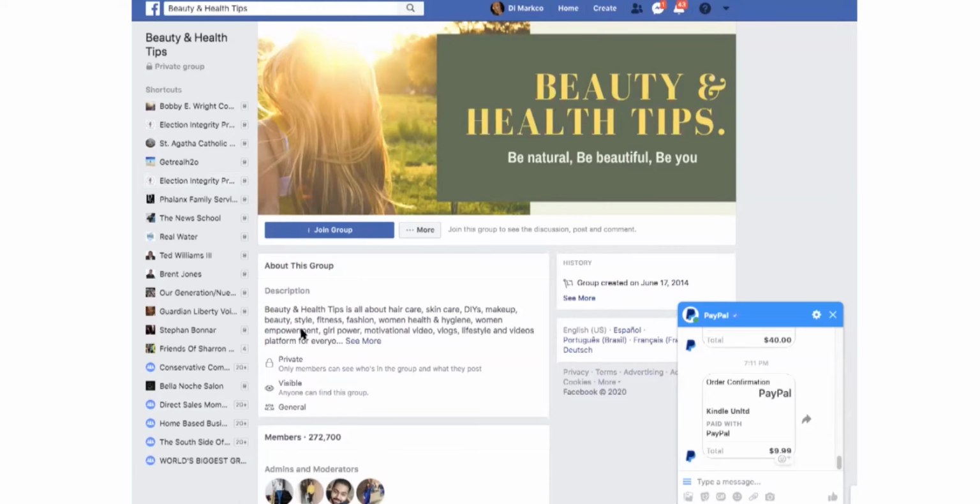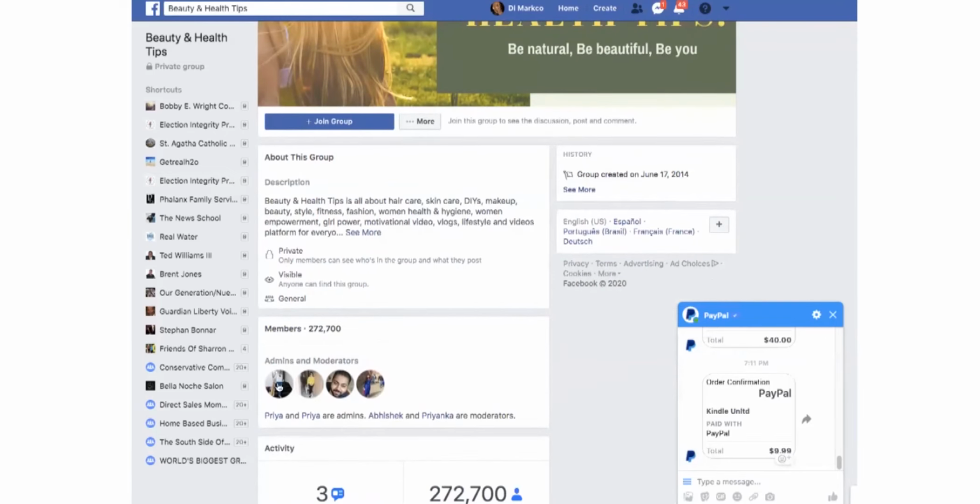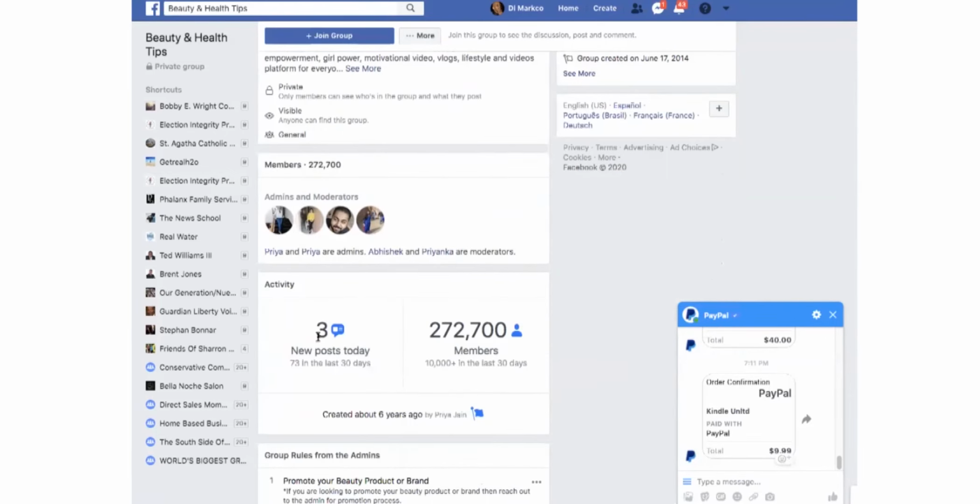And again, it's health and beauty tips, and you can see the kind of people that are in the group here. There's only 3 posts a day, but look at the membership, 272,000. This is a huge group. 73 posts in the last 30 days. This group you're going to have your way with. And the goal will be, and I'll talk about it next week, to begin to befriend people in the group so that you can begin to develop relationships.